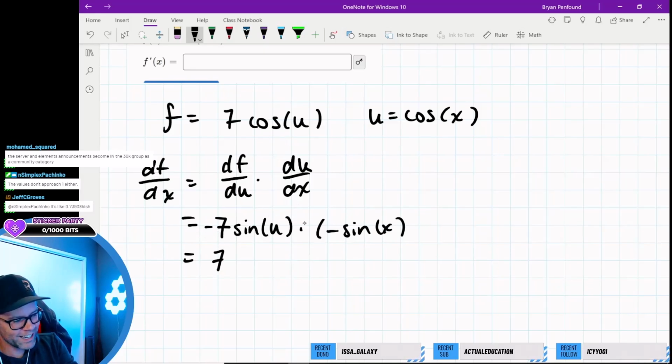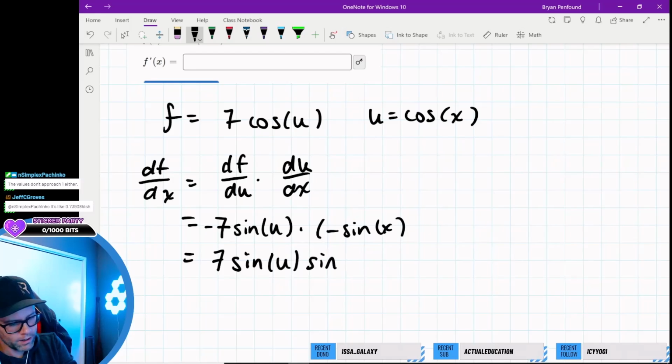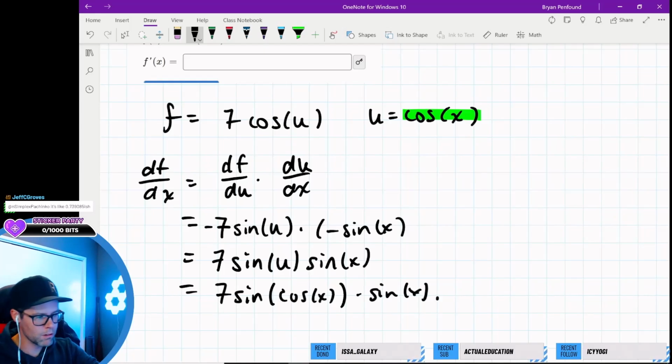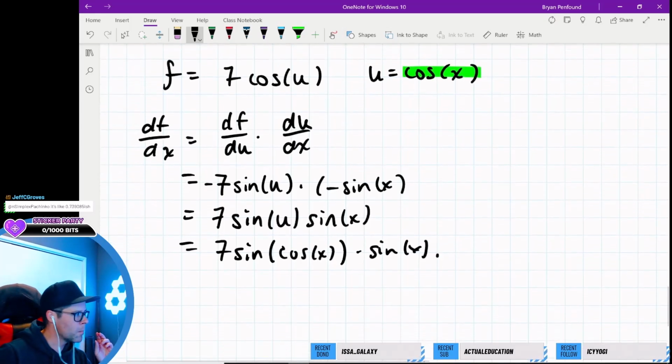We'll multiply these negative signs together and the 7, and we'll get sine of u times sine of x. So sine of u sine of x. We know that u is equal to cosine x, so we can make a substitution. So sine of cosine of x times sine of x. Something like that is what we're looking for in this particular question.